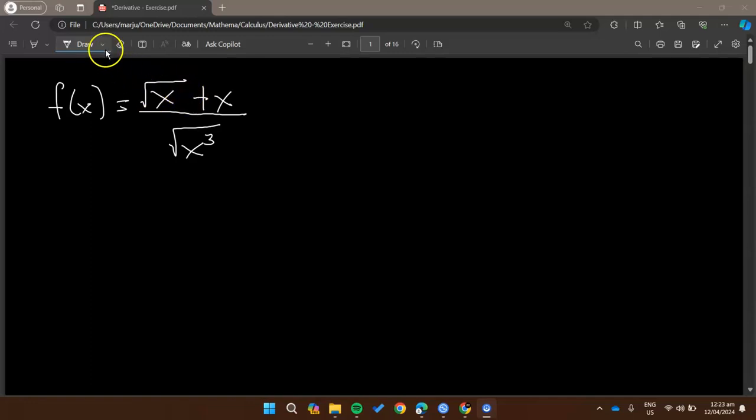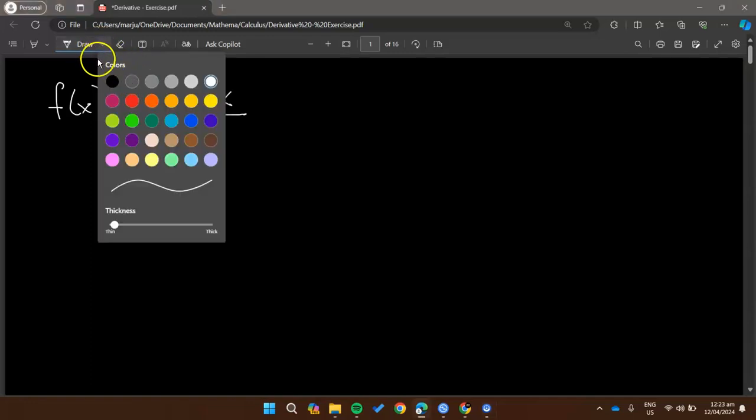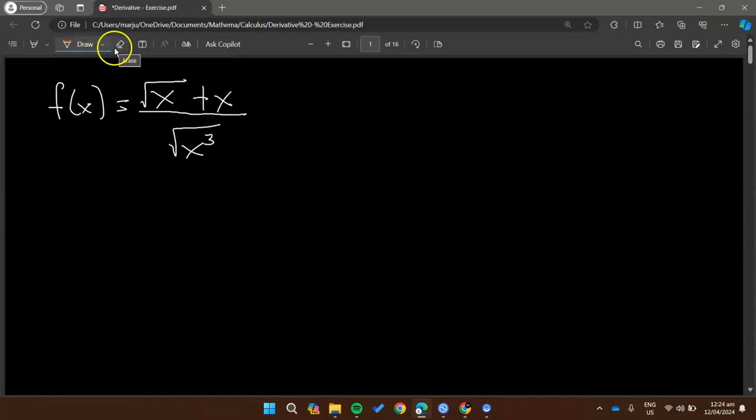what I'm going to do is convert everything into exponents, because I am more familiar with exponents. So I will have the square root of x is just x raised to 1/2. Then I have here plus x, all over x raised to 3/2. Alright, so after this one, I'm going to make use of the quotient rule.